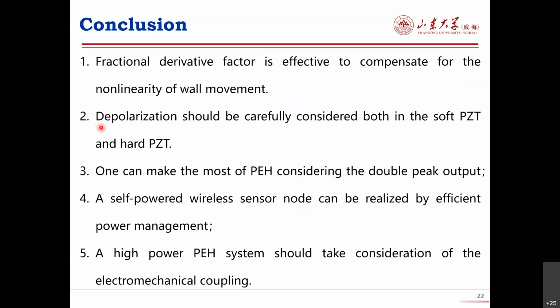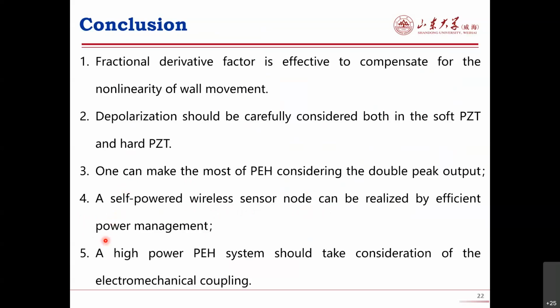Otherwise, the mechanical stress will depolarize this piezo ceramic. So we can make the most of the PEH, considering the double peak of output, to make the PZT work in its proper mode. And a self-powered wireless sensor node can be realized by efficient power management. We can adjust or change the sleeping mode to make the wireless sensor node totally self-powered.